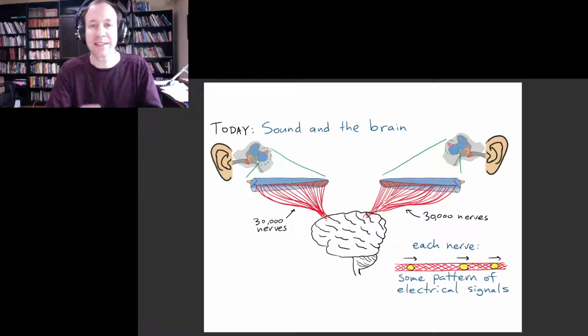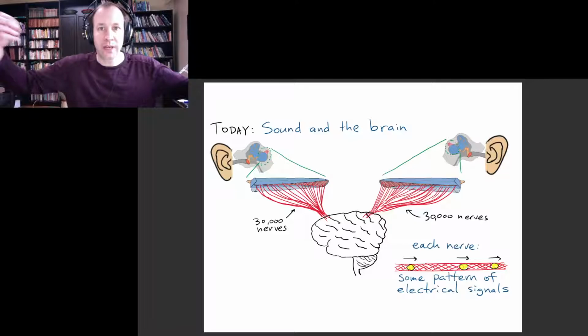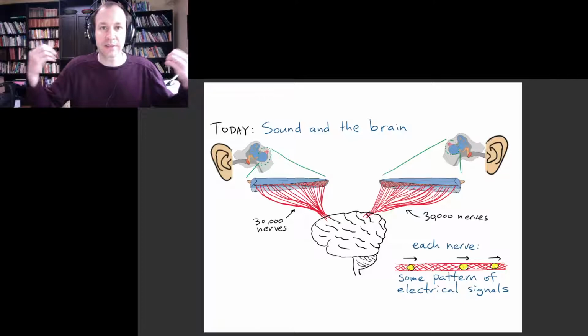And the reason that this is all possible is that hearing is more than just about what hits our ears and even what goes from our ears to our brain. The brain plays a really important role in processing everything and interpreting the various signals that it receives.